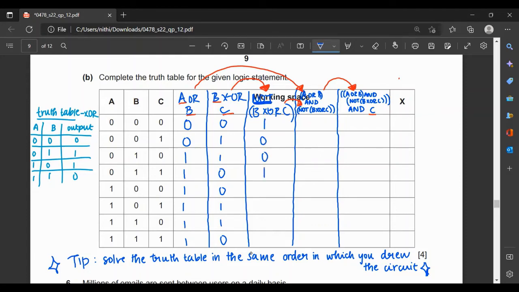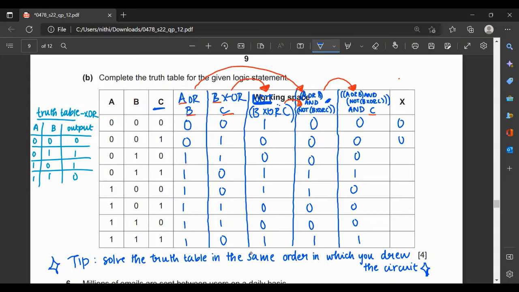Next, we have to carry forward this column and also the first column and AND both. Last but not least, we have to AND this column with C. So this is our final value.